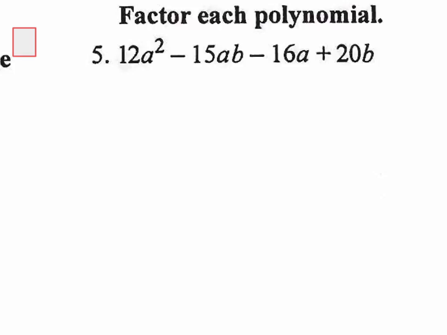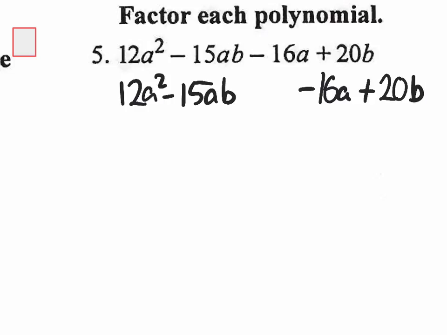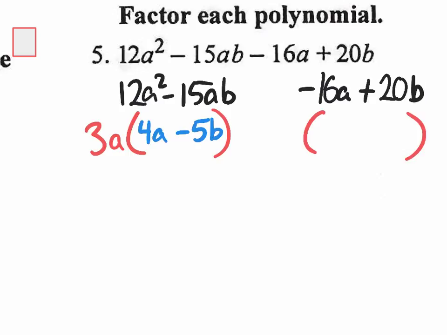So the first thing to do is make space. Second thing to do would be to factor something out of your first group. And what's in common in those 2 terms right there? 3 and an A, because there's A's in both of them, right? So if I do pull out a 3A, what will I have left on the inside? 4A minus 5B. Okay? And the other one, what could I pull out? A 4.